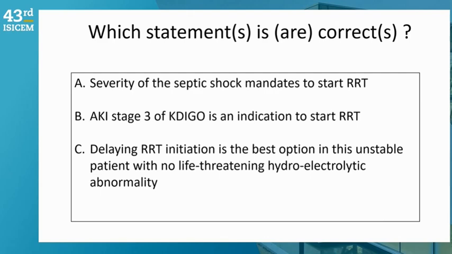The severity of the septic shock mandates to start RRT. The acute kidney injury stage 3 KDIGO is an indication to start RRT. And third, delaying RRT initiation is the best option in these unstable patients with no life-threatening complication of AKI. Okay, so let's start. Who wants to say A? Nobody? Good. Who wants to say B? Ah, B. Possibly. Okay, I would say C.